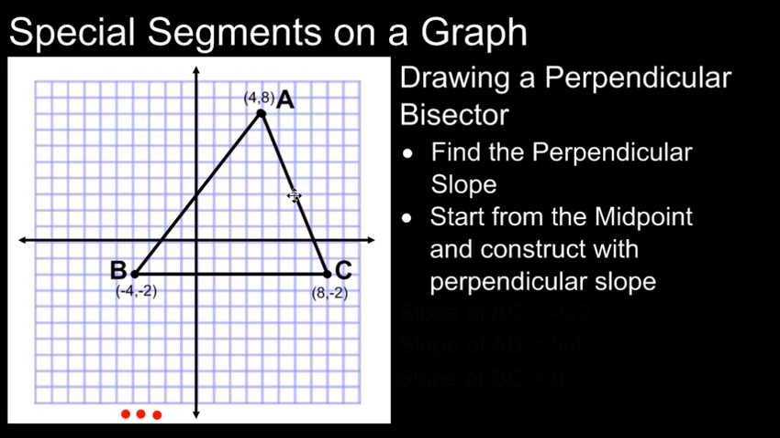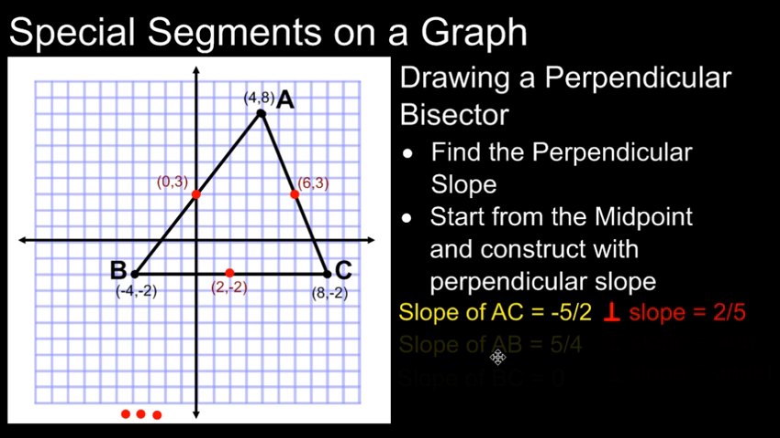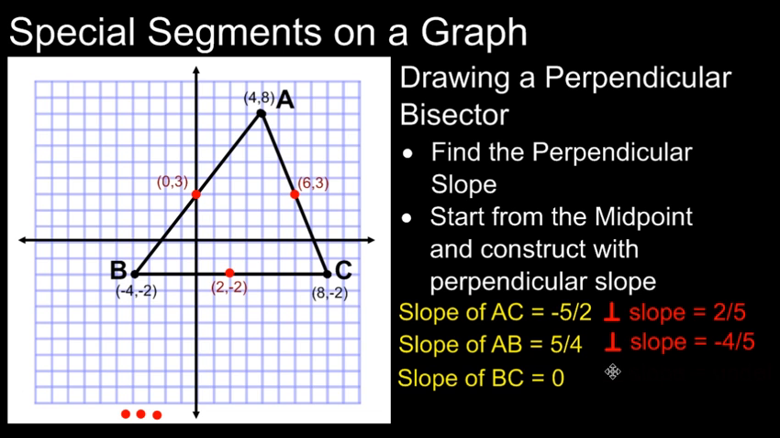So if you remember, our midpoints were here. And here. And here, of course, are those midpoints that we found earlier. Okay. And then we also had those perpendicular slopes that we found with the altitude. If the slope of AC was negative 5 over 2, then the perpendicular slope was going to be 2/5. And if the slope of AB was 5/4, then the perpendicular slope was going to be negative 4/5. And since the slope of BC was 0, then the perpendicular slope was going to be undefined. It was going to be a vertical line.